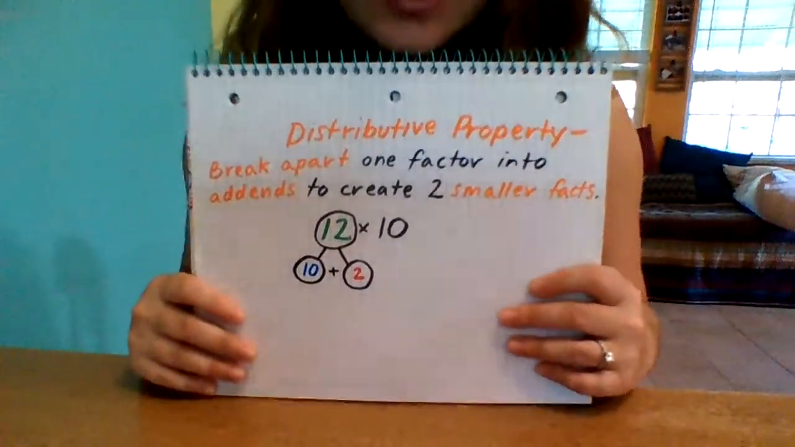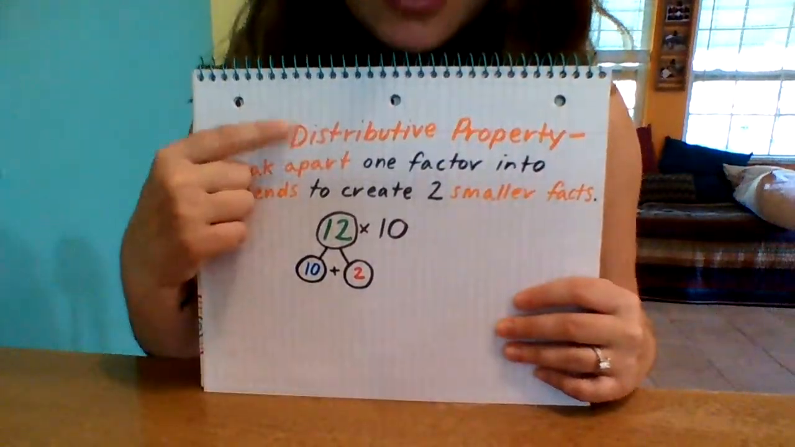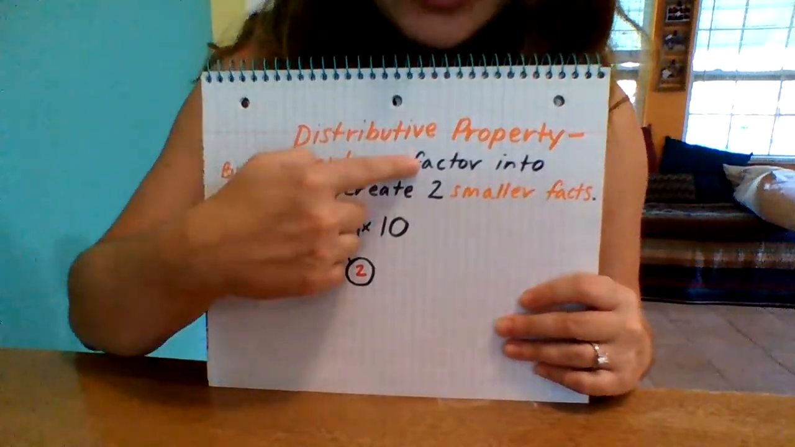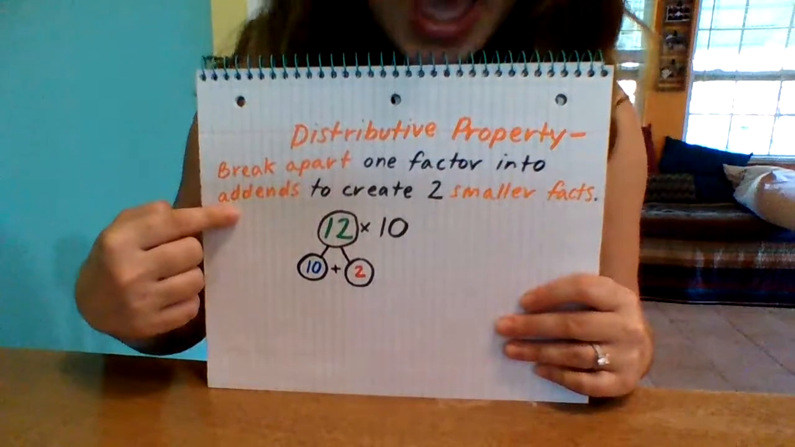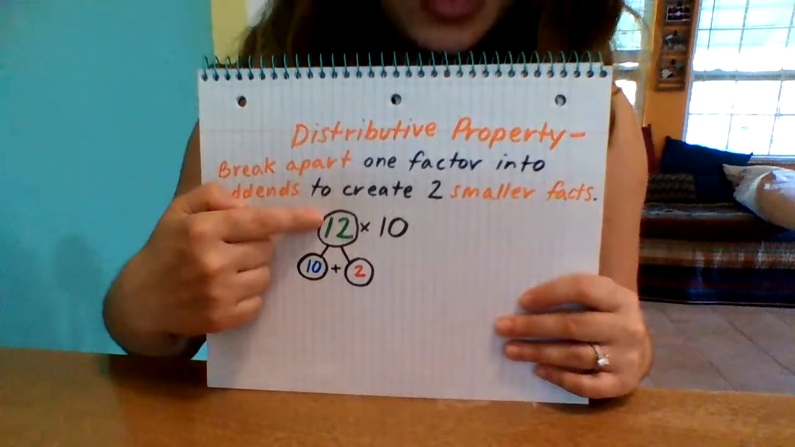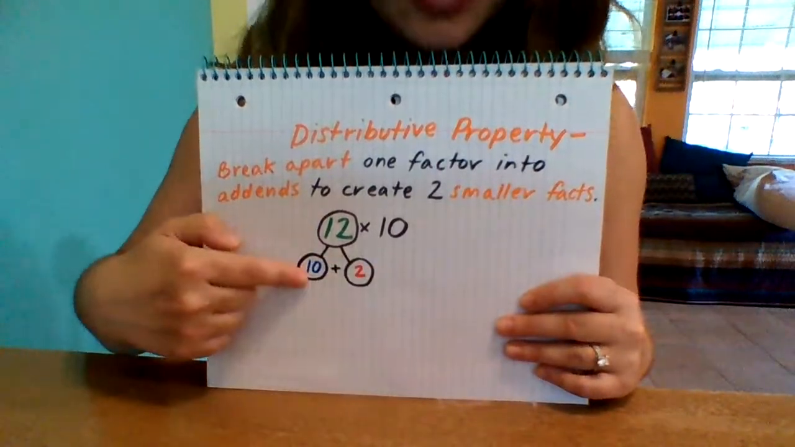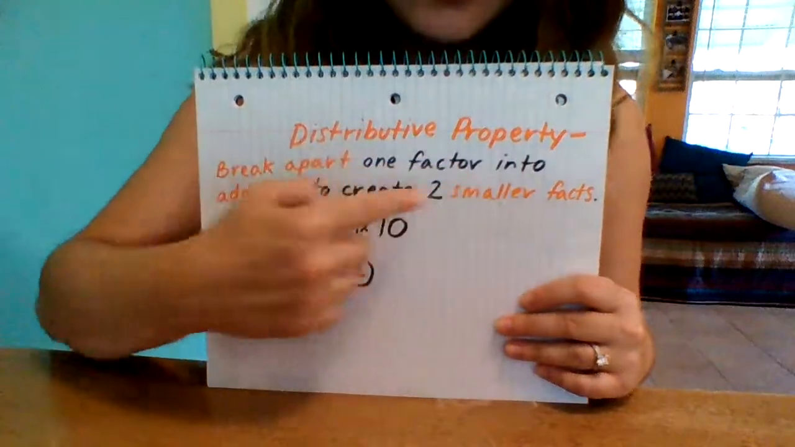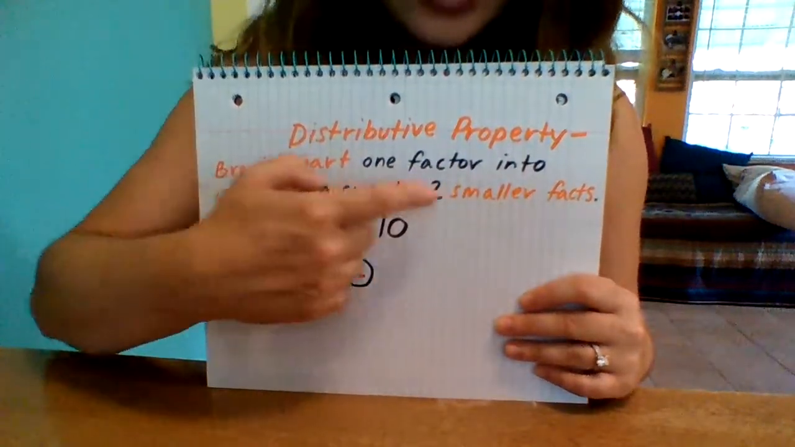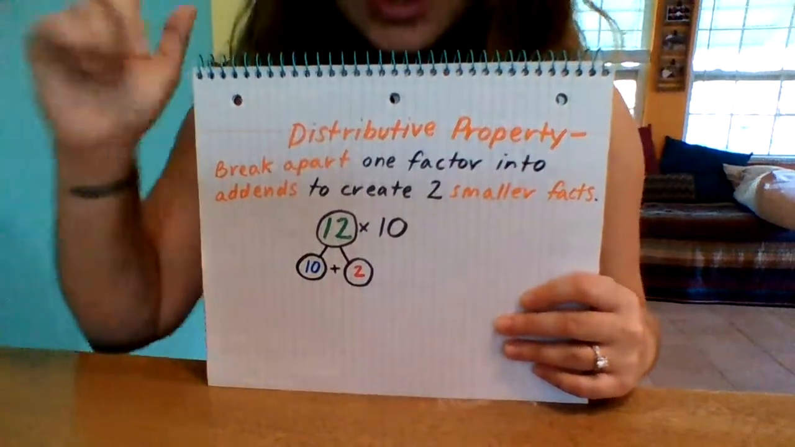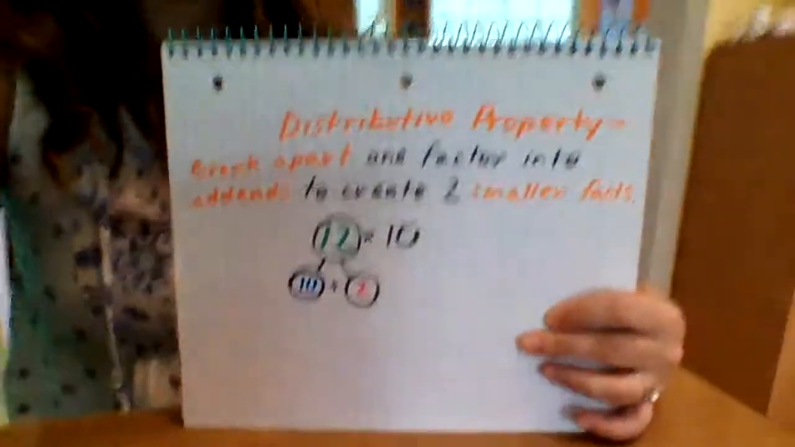Finally, we have our friend, the distributive property, and sometimes I call this the divorce property. The distributive property says you can break apart one factor into addends, which are the numbers that add up to create it. So for example, 12 breaks up into 10 plus 2 because 10 plus 2 equals 12. So you can break apart one factor into addends to create 2 smaller multiplication facts that you can solve. So let's take a look at that and remember how the divorce property works.